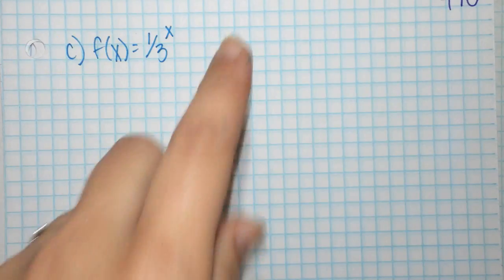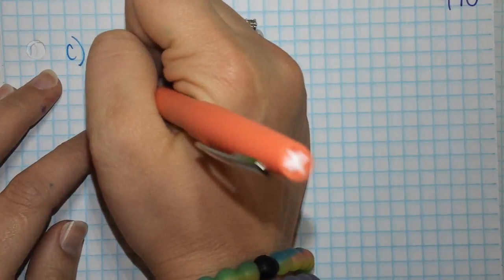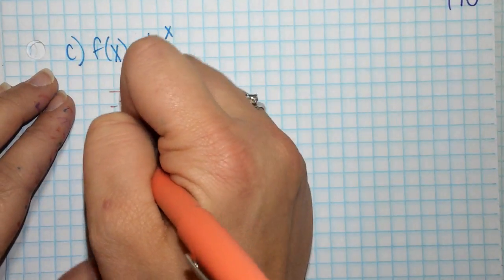Alright, now this is a decay because our base is less than 1 but greater than 0. So we are going to use the same chart of negative 2, negative 1, 0, 1, and 2.